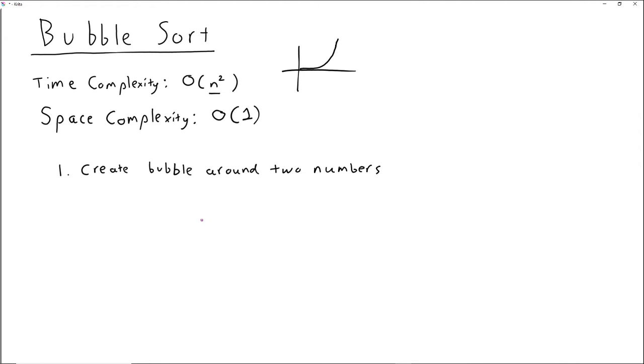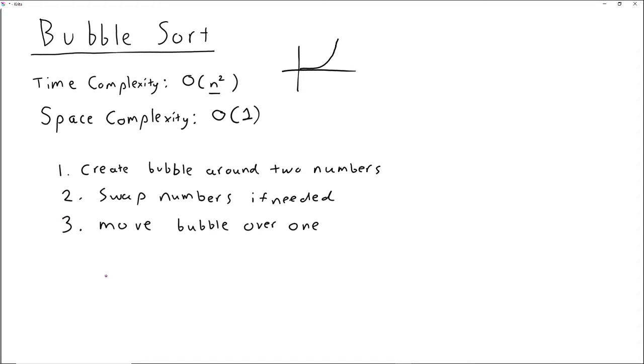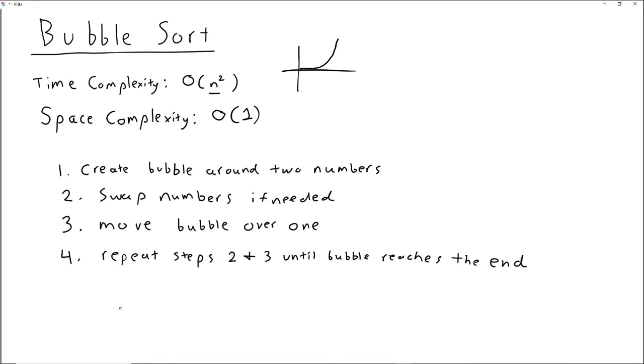So the way the bubble sort works is, first, you create a bubble around the first two numbers. Second, you swap the numbers in the bubble if needed. Third, you move the bubble over 1. The fourth step is to repeat steps 2 and 3 over and over again until the bubble reaches the end of the list.